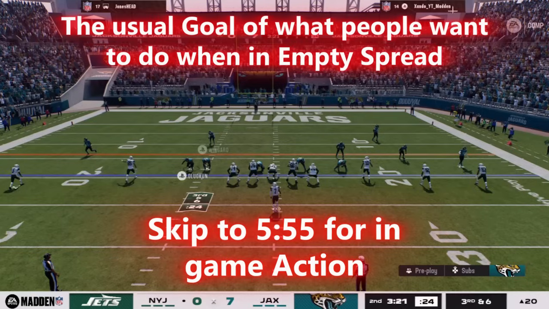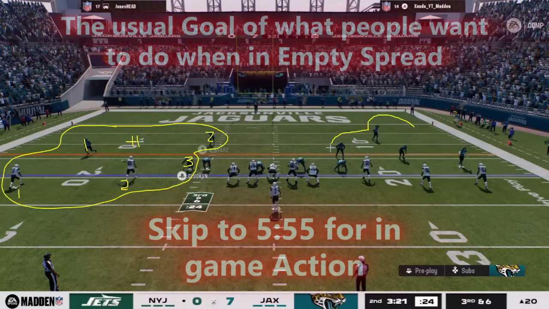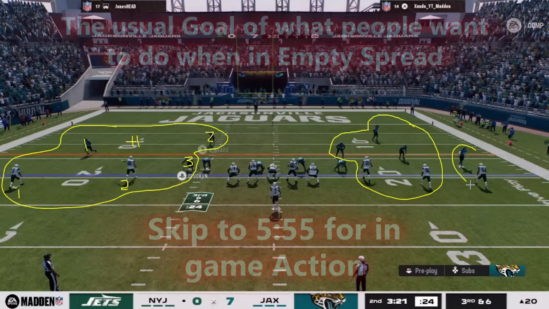All right, so the bubble, when you call palms, you got to know where the bubbles are. This is our bubble here. We have 3 defenders matched up against 2 receivers. So we have our +1. And then the bubble is here, where we have 3 defenders over 2 receivers. And then this is where we get our one-on-one.